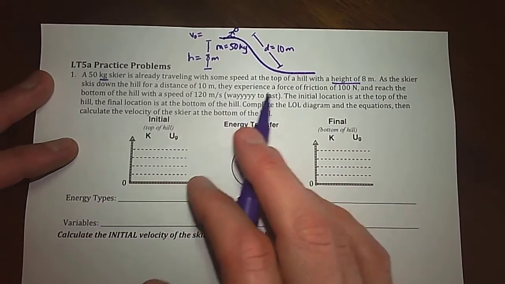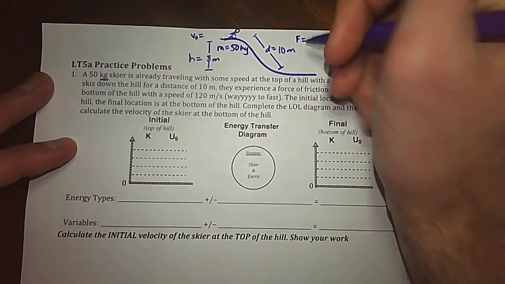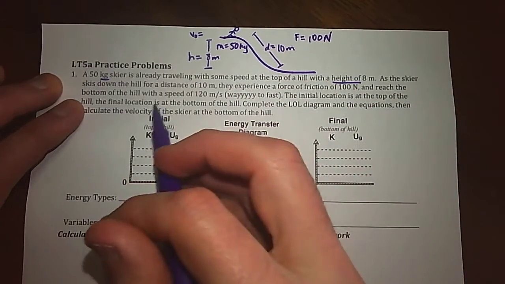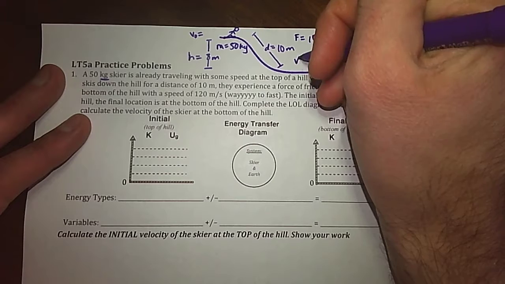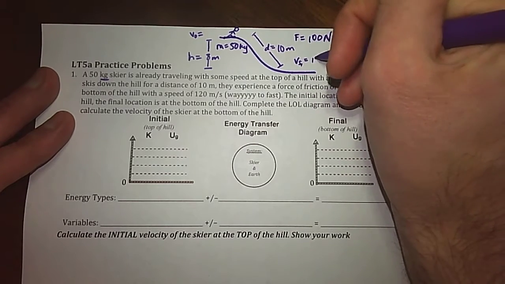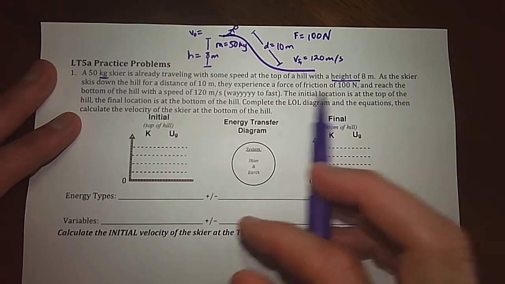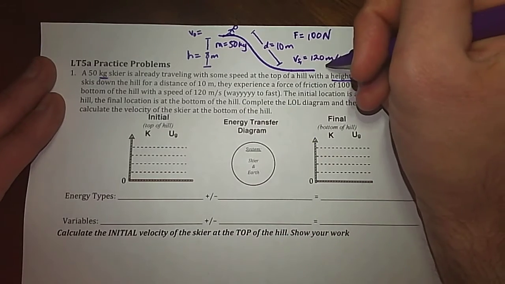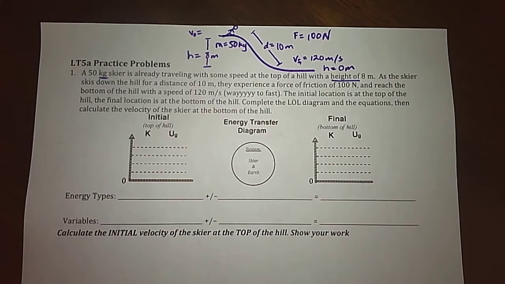Very steep hill. They experience a force of friction of 100 newtons. So I'm just going to label here force is 100 newtons. And they reach the bottom of the hill with a speed of 120 meters per second. So pretty dang fast. So I'm going to say final velocity at the bottom of the hill is 120 meters per second. All right, then, it's at the bottom of the hill, so I'm going to say that my height is equal to 0 meters because I'm at the very bottom of the ground.